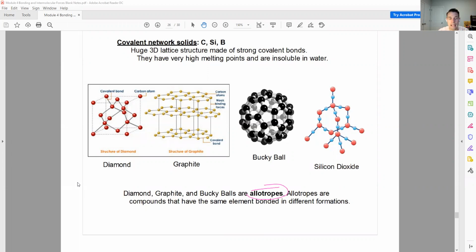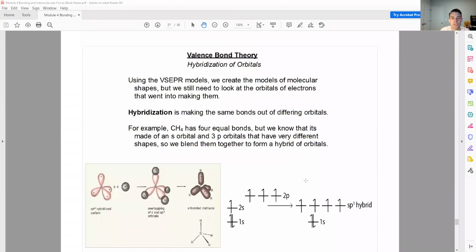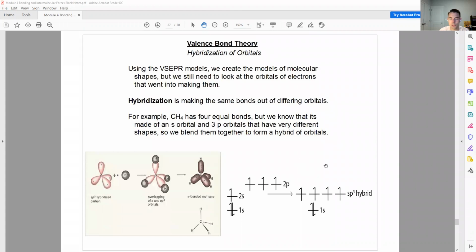That's an allotrope. And then another example is silicon dioxide. It forms a lattice structure. So these are the 3 elements that like to form network solids, covalent network solids. And then finally, we're just going to talk about hybridization.